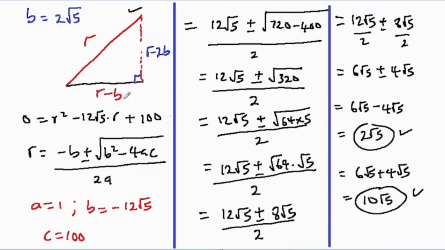So 2 root 5 is not a solution, because if you remember our b, if we say our r is 2 root 5, remember that b is also 2 root 5. If you look down here, we have r negative b. So are we going to say 2 root 5 negative 2 root 5, giving us 0, saying the length of this side of the triangle is 0? No. So 2 root 5 is actually not a solution. So our radius is 10 root 5.